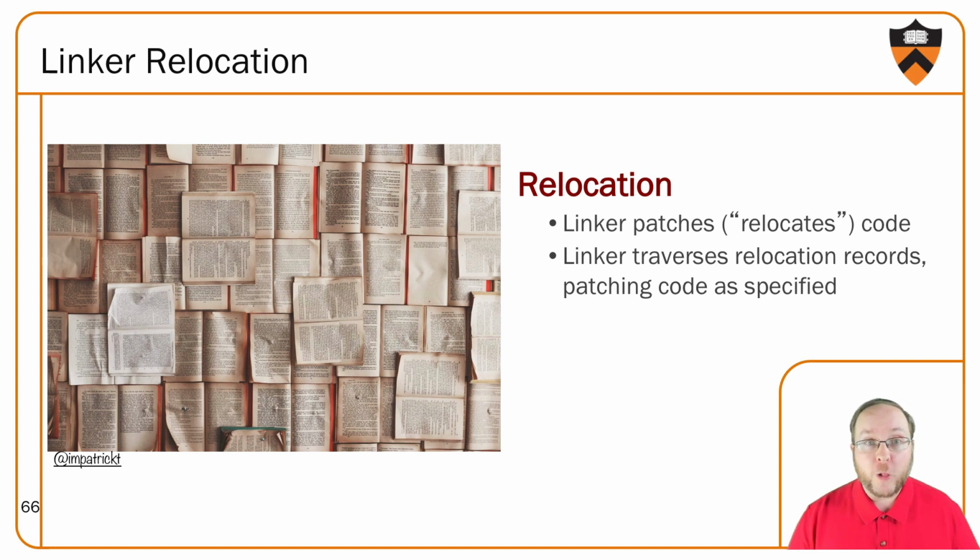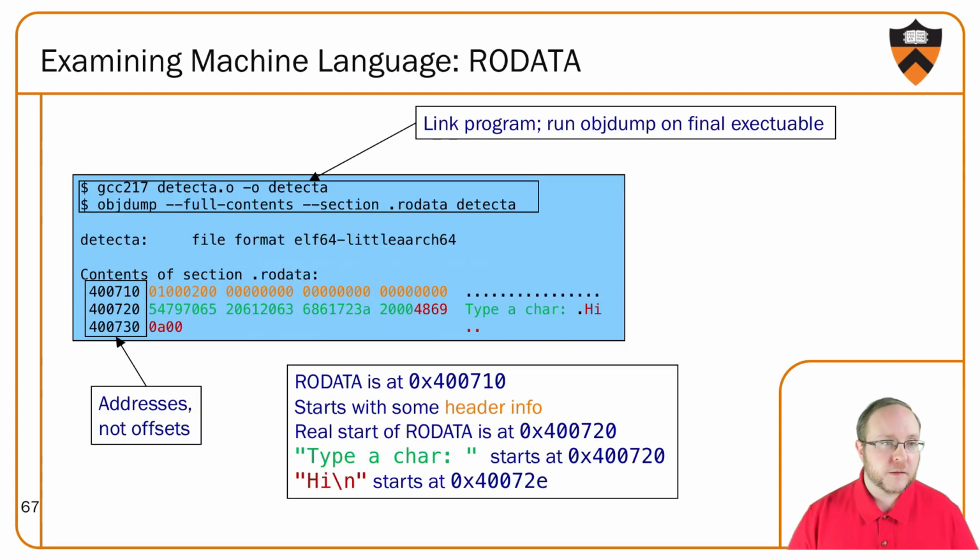Once it's done for all of the object files and for all of the memory sections, it packages up all of this together into the Linux executable file format and completes its work. So just as we could use objdump to look at an object file's contents, we can also use it to look at the final executable. And when we do, we see actual addresses. For example, starting at hex 400710, not offsets from the beginning of the RODATA section, which was starting at 0.